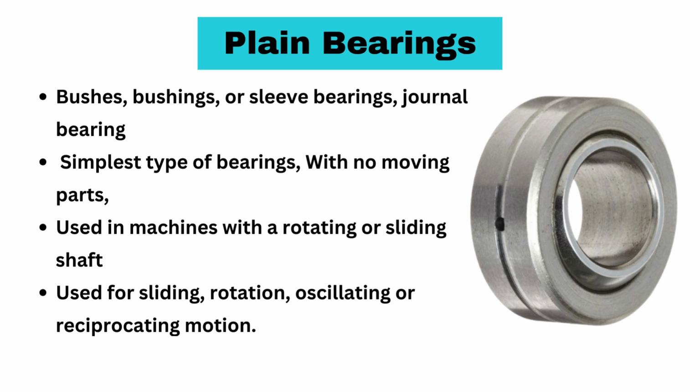The plain bearing we generally call a bush bearing, bushing, sleeve bearing, or you can say journal bearing. There are different names. This is the simplest type of bearing with a cylindrical shape and there are no moving parts. They are generally used for sliding, rotation, and oscillating or reciprocating motions. So we use the plain bearings.